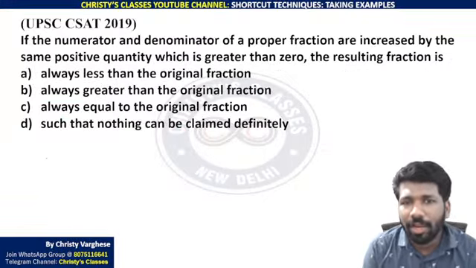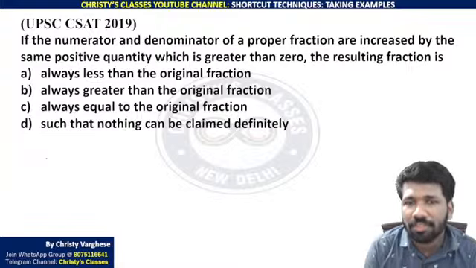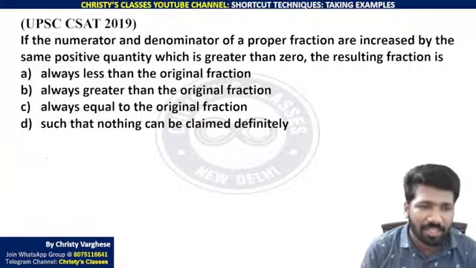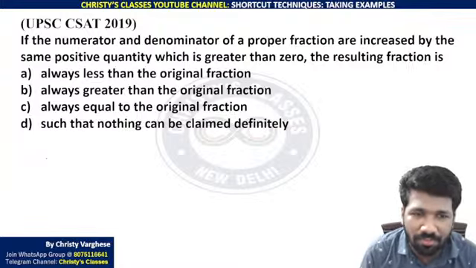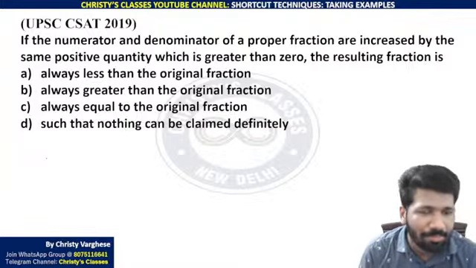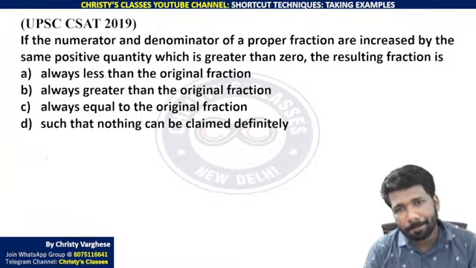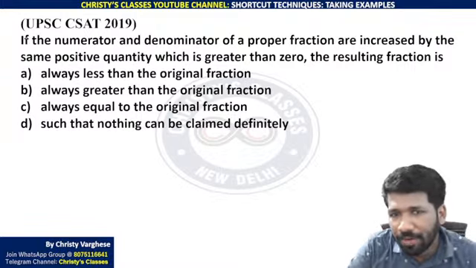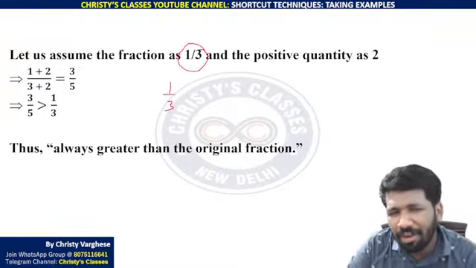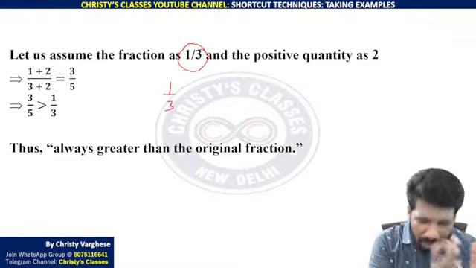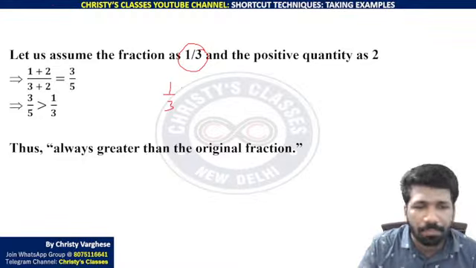Anyway, if the numerator and denominator of a proper fraction are increased by the same positive quantity which is greater than 0, the resulting fraction is... And the options are telling about properties of this. For that, it is best to take examples. Examples of what? Take a proper fraction example. Let us take simple examples to start with. 1 by 3 is a proper fraction. Why am I taking 1 by 3? Because we know 1 by 2, 1 by 3, 1 by 4 values approximately.